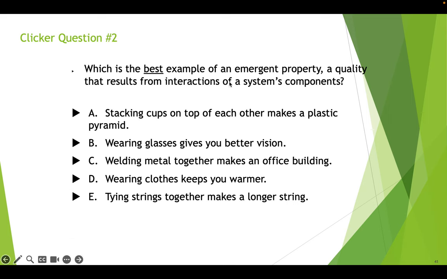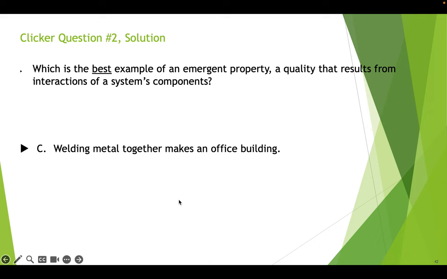All right, how about this one? Which is the best example of an emergent property, a quality that results from interactions in the system's components? Stacking cups on top of each other makes a plastic pyramid. Wearing glasses gives you better vision. Welding metal together makes an office building. Wearing clothes keeps you warmer. And tying strings together makes a longer string. Good. Welding metal together makes an office building, right? There was no office building before the metal was welded together. So that makes it an emergent property.